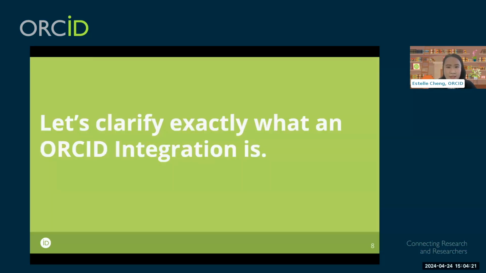So let's clarify exactly what an integration is. I think we have a poll here, right? Do we want to launch the poll? Yes, we have a little poll.